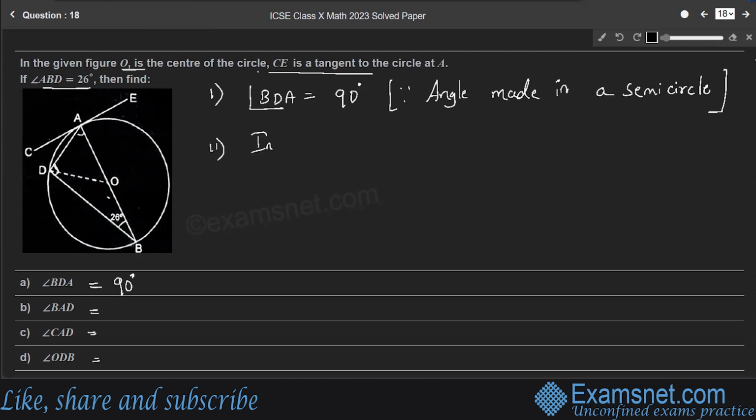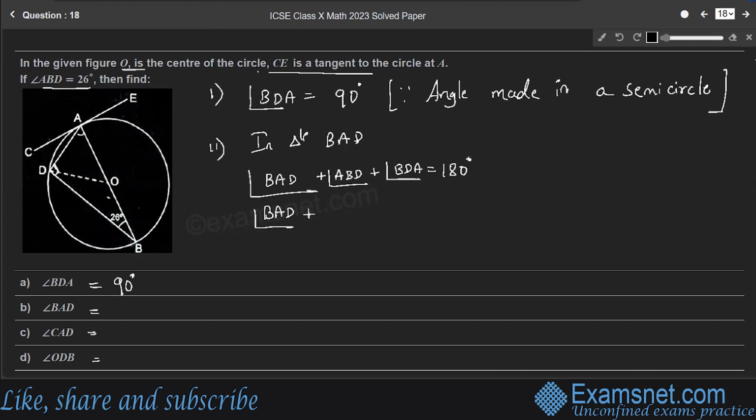So in triangle BAD, angle BAD plus angle ABD plus angle BDA is equal to 180 degrees, the sum of the angles in a triangle. BAD is what we need to calculate, right? BDA we had calculated.